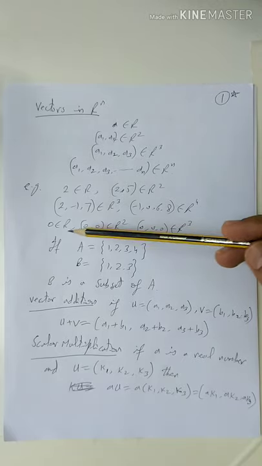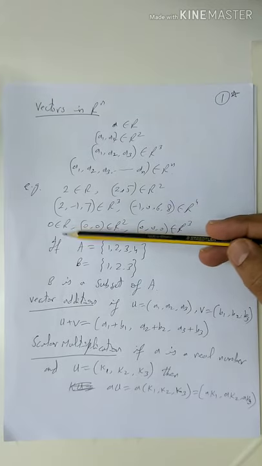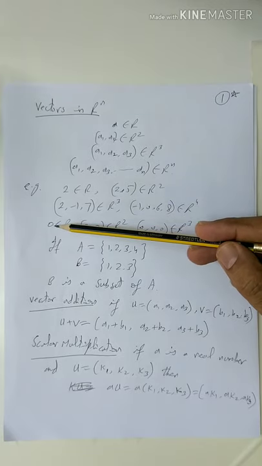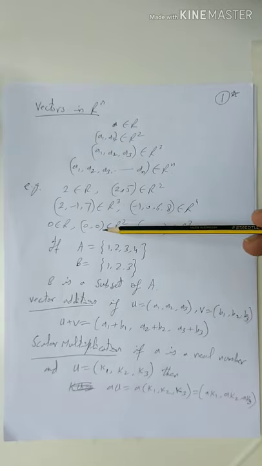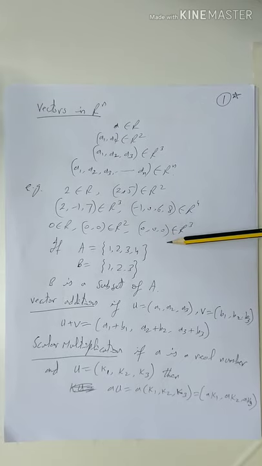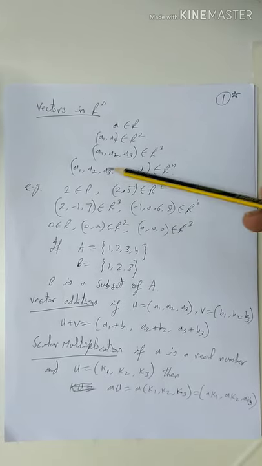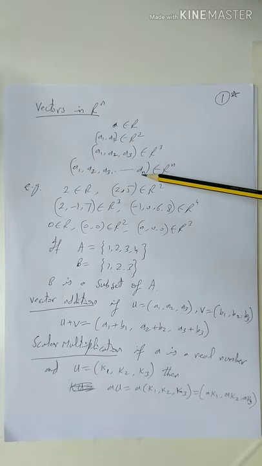So if I discuss the zero vector: the zero vector in R will be 0. The zero vector in R square will be (0, 0). The zero vector in R cube will be (0, 0, 0). Similarly, we can write the zero vector for Rn: all values will be zero. So that will be the zero vector in Rn.